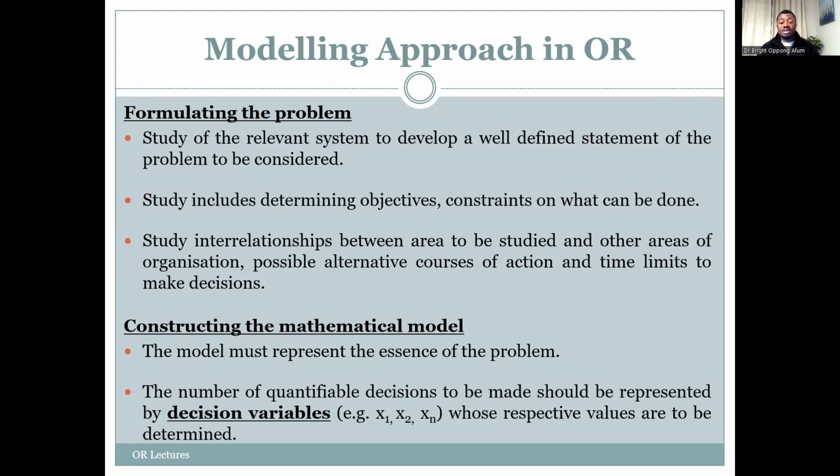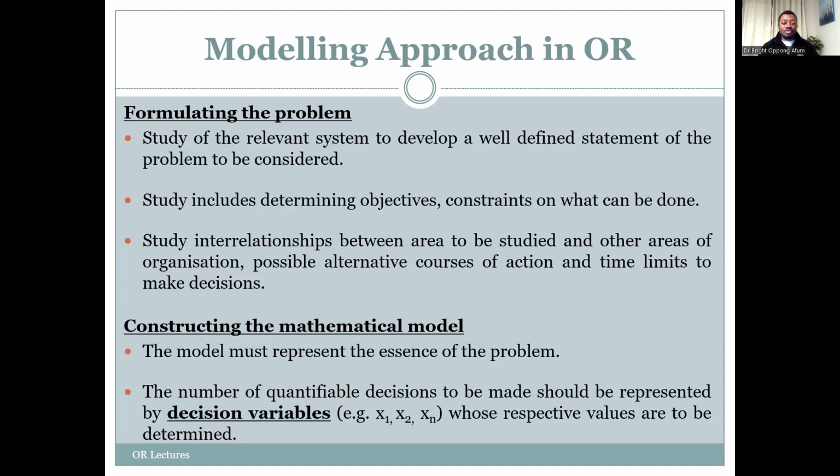What is the main objective? Then also, what are the constraints? What are the restrictions on the decision variables or the objectives? Then what are the relationships between the decision variables, their environment, the organization? Are there any policies available? So possible alternative courses of action and time limits to make the decisions are all studied.